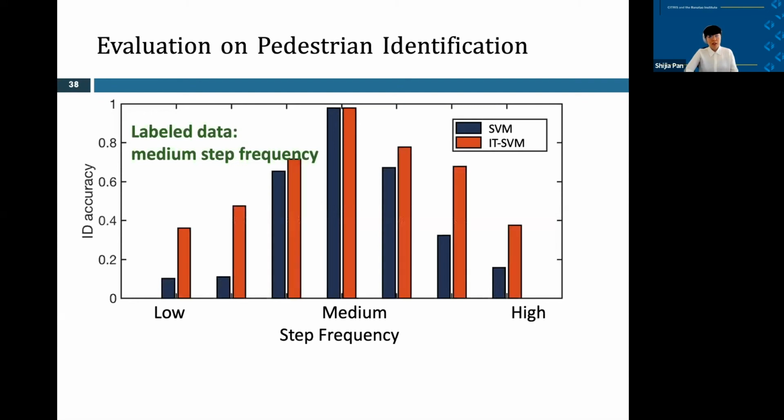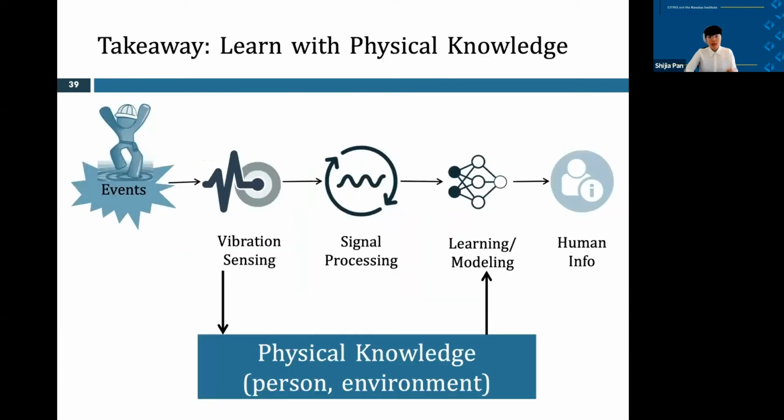And our iterative learning, which propagates the model in order, achieves up to 3 times improvement on the extreme distribution change, and an overall 1.5 times improvement for all step frequency data. So the takeaway message here is that by leveraging the physical knowledge measured from the sensing data, we were able to characterize the domain shift and adapt the learning model to achieve better performance.